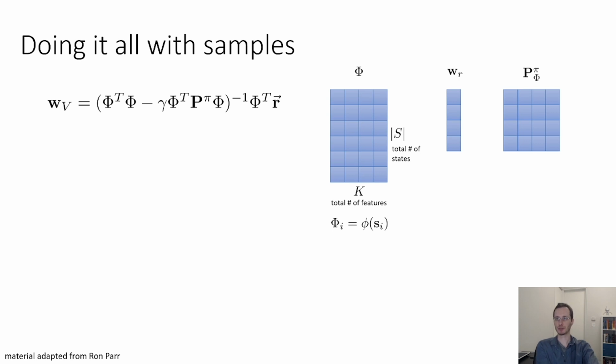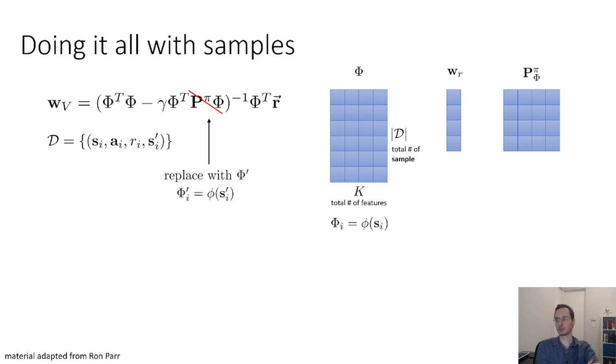Can we do it all with samples? Well, in the case where we have samples, we don't have access to the entire vector R, and we don't have access to the entire matrix P pi. But we do have a data set of transitions, S, A, R, S prime, which we can assume has samples from R and samples from P pi. So the data set has to come from pi in this case.